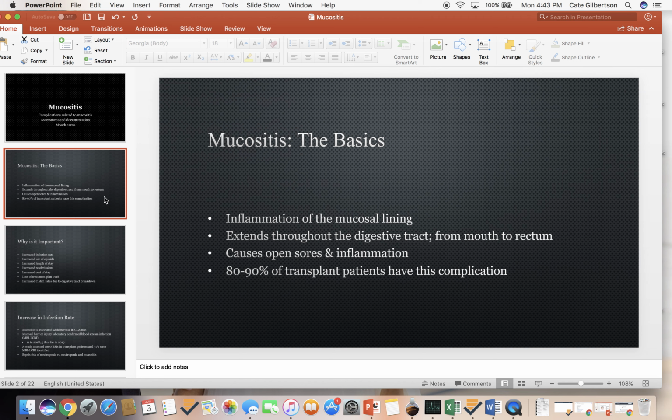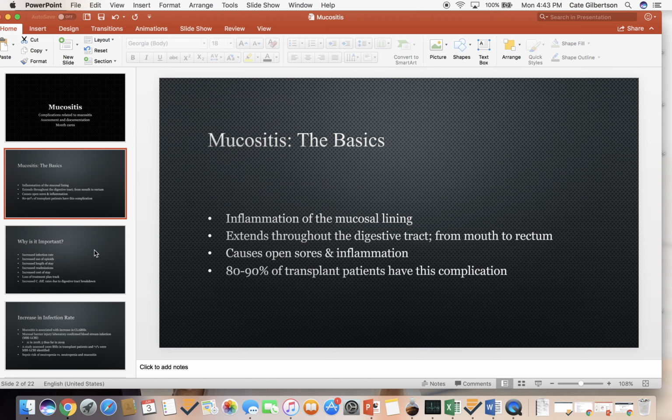So as we know, chemotherapy attacks not only the cancerous cells or the white blood cells, what we're trying to kill off, but also healthy cells. So it attacks the mucosal lining, thus causing a breakdown within the lining. That breakdown then causes the mouth sores that we see, and it's important to remember again that it goes all the way through the digestive tract. So we have both sores and also inflammation.